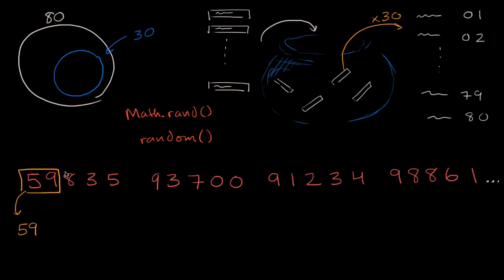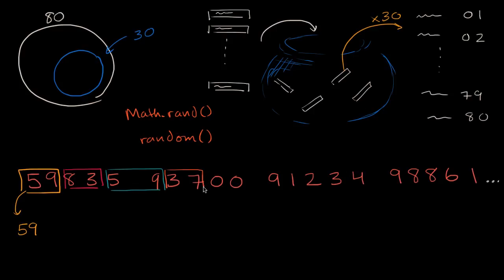Now you would move on. You get the next 2 digits. The next 2 digits are 83. They don't fall into our range from 1 to 80, so we're not going to use it. Then you look at the next 2 digits. So we get a 5 and a 9. Well, that fits in our range, but we already picked 59. We already picked person 59, so we're not going to pick 59 again. So we keep moving on.